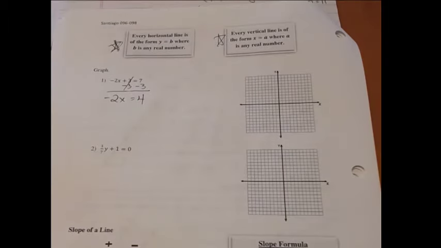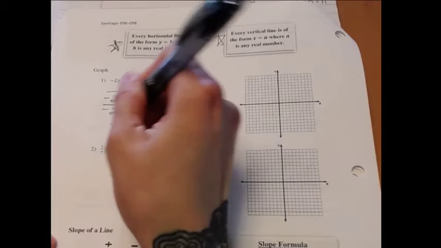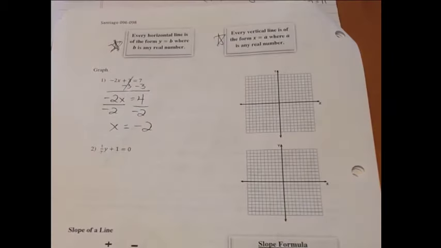All right, perfect. So we have negative 2x is equal to 4, and we know that we need to solve for x. So we're going to divide both sides by negative 2. When I divide both sides by negative 2, I get x is equal to negative 2.